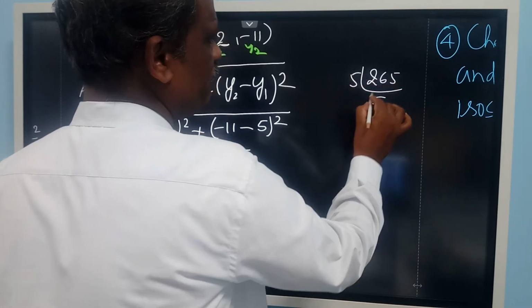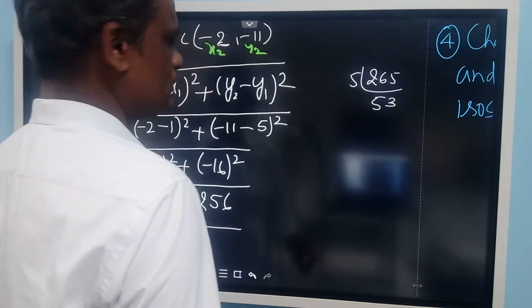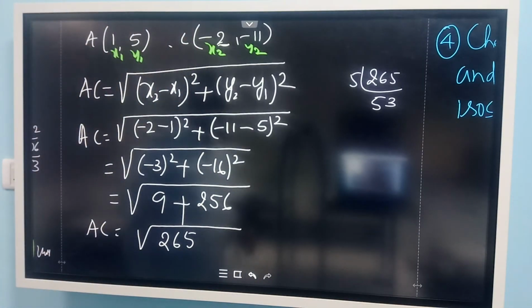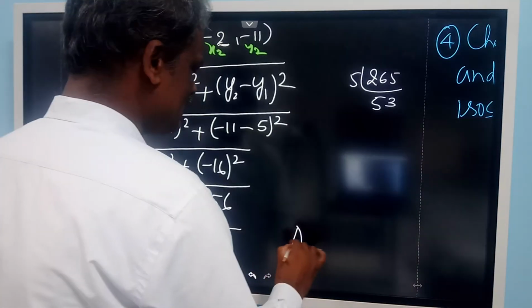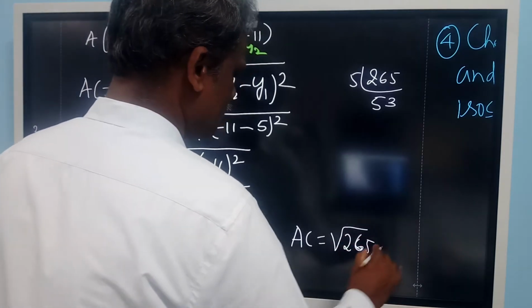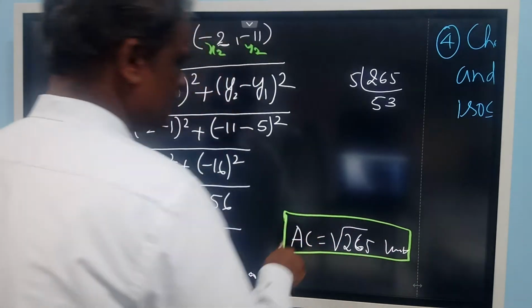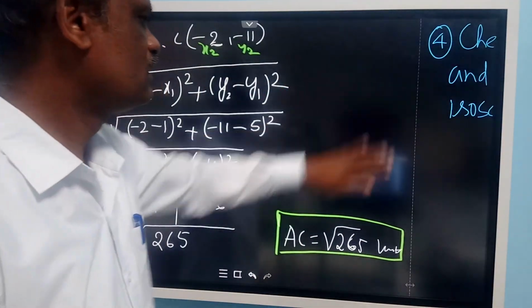5 5s are 25, then 5 3s are 15. So 5 into 53. That much only. 53 is a prime factor. Therefore you cannot do anything. Therefore AC is equal to root 265 units. Now this is the third one. Now you got three values.